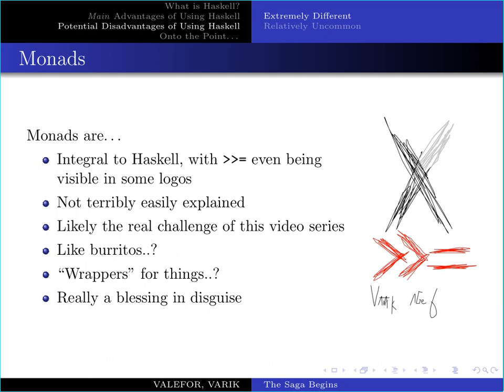One of the other cases where Haskell is very different are the monads, which I mentioned earlier. Monads are integral to Haskell with this little operator called bind, which is used for monads, even being visible in some logos. For instance, the XMonad window manager, which I use, as you see here. There's your logo. Please make note of that.